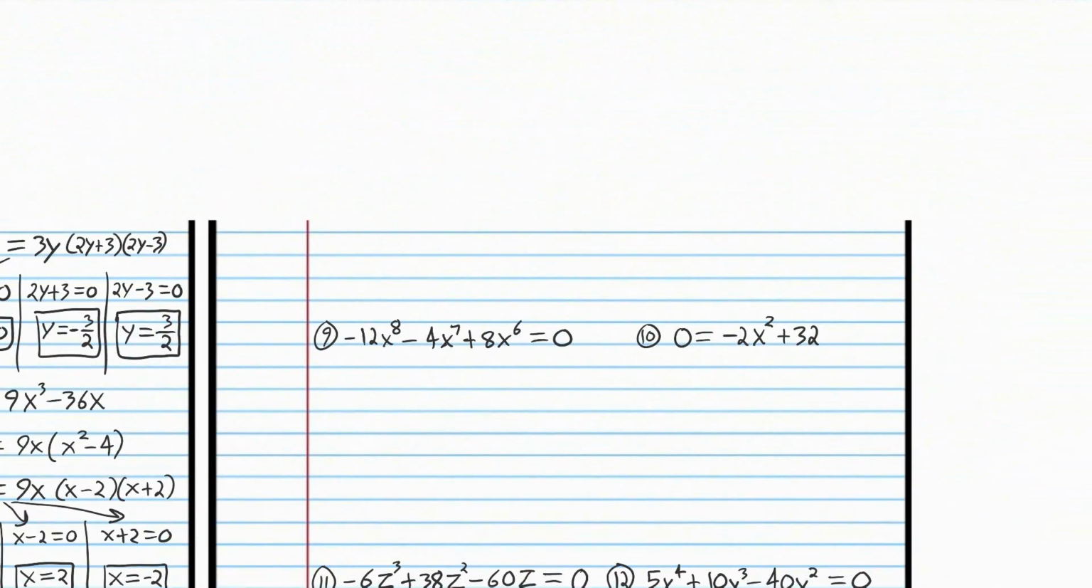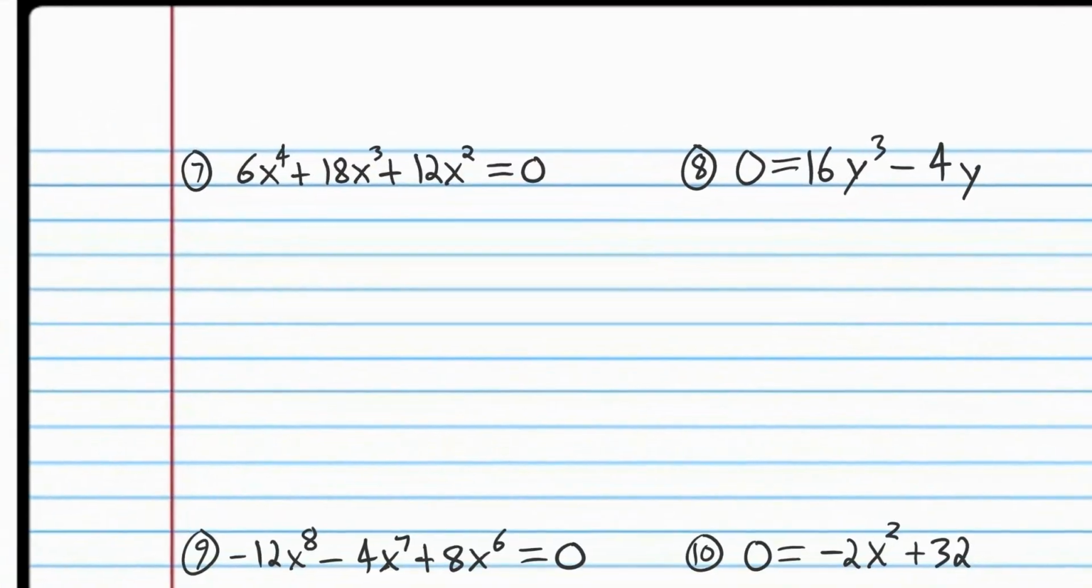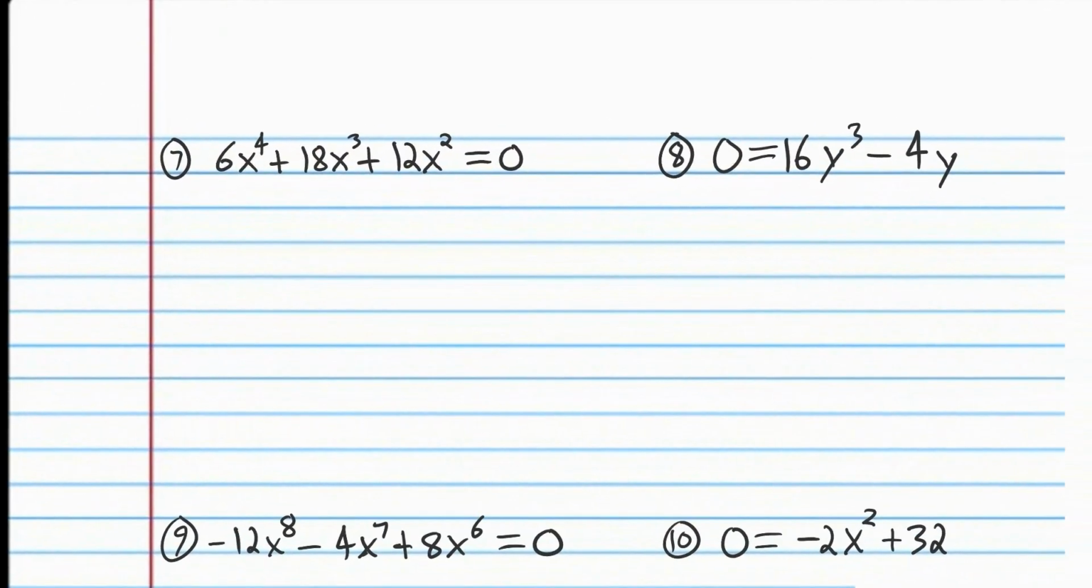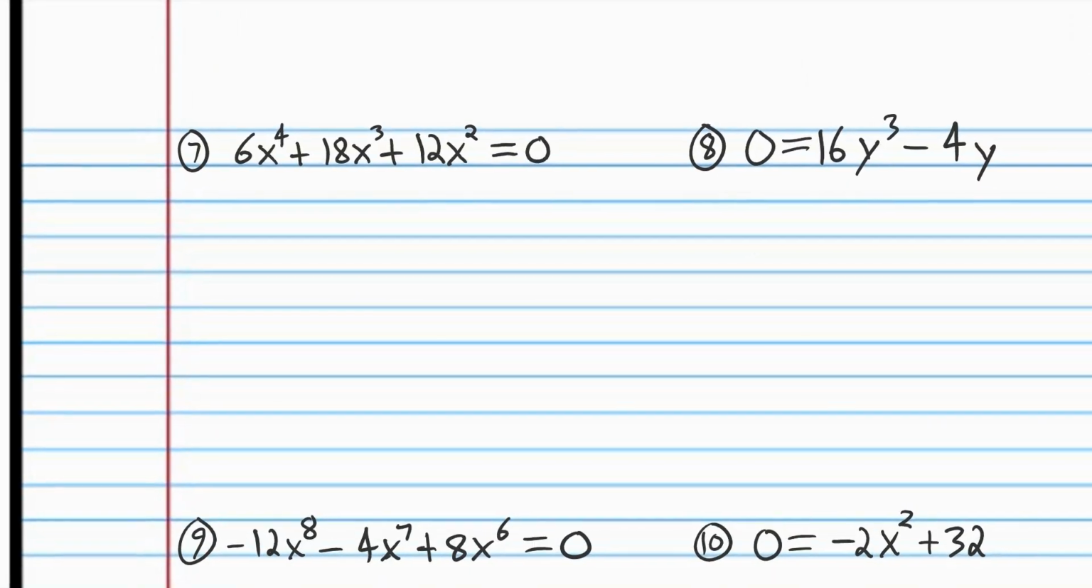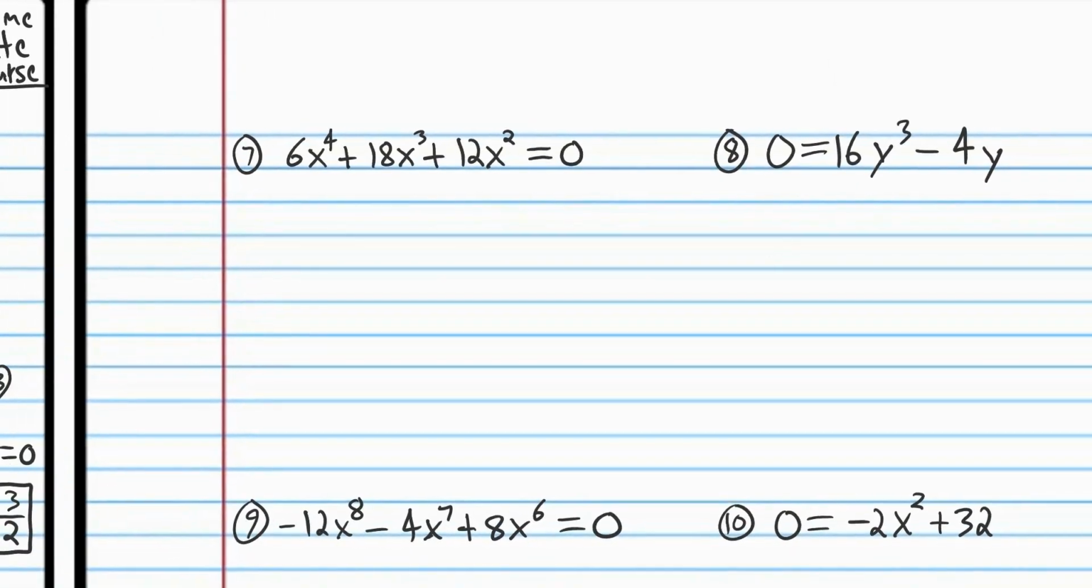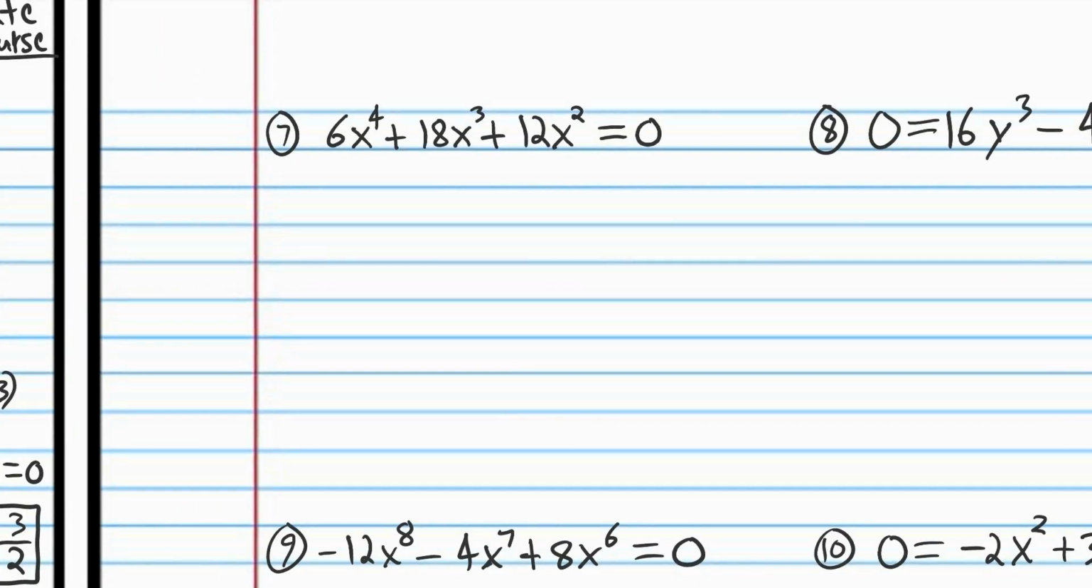All right, so time for you to try. Go ahead and attempt number 7. And when you come back, we'll do it together. All right, we're back. We're going to pull out 6x squared.